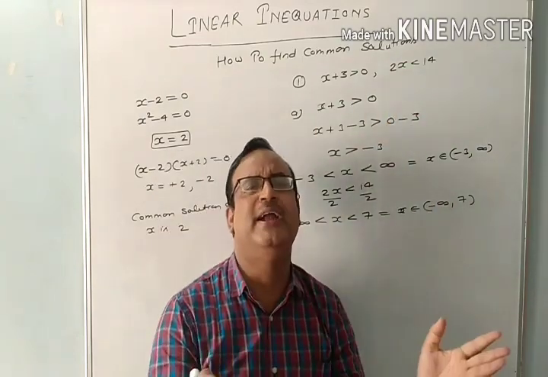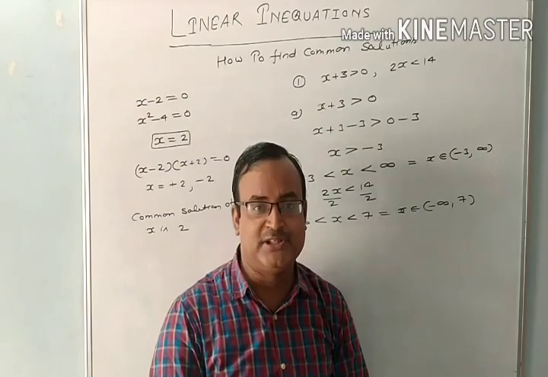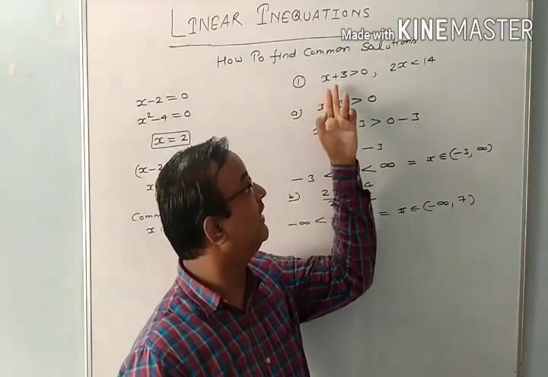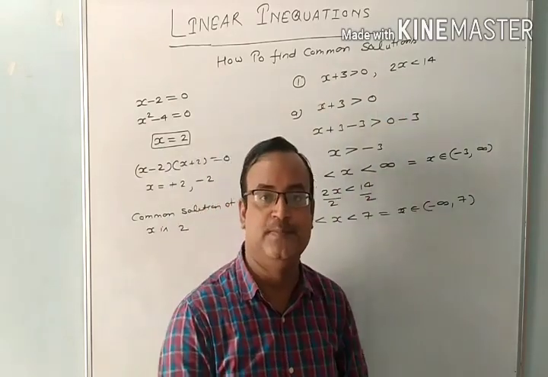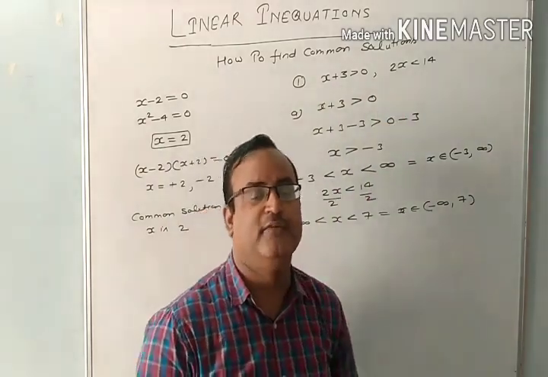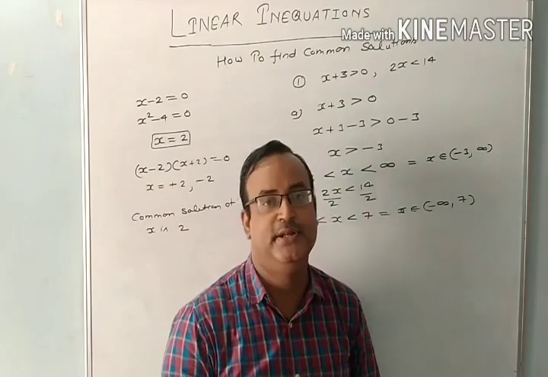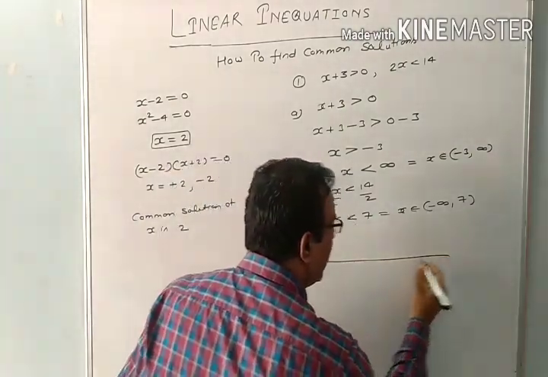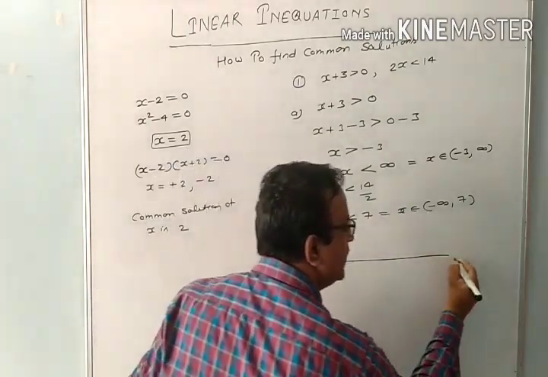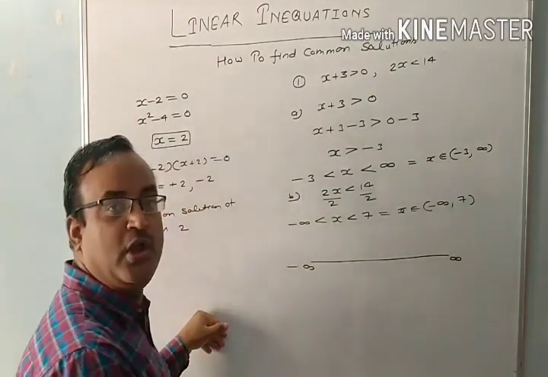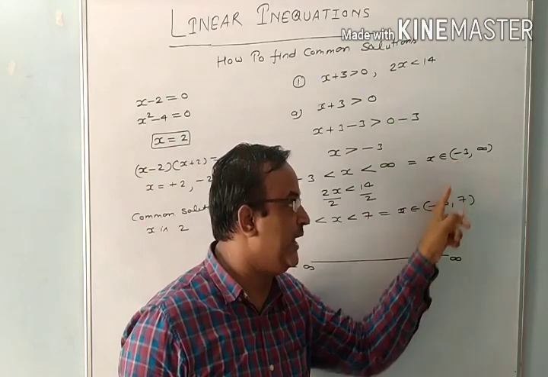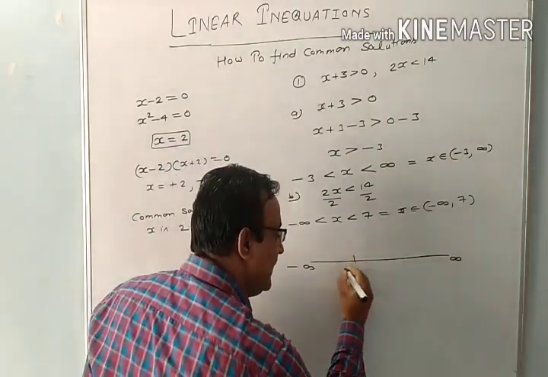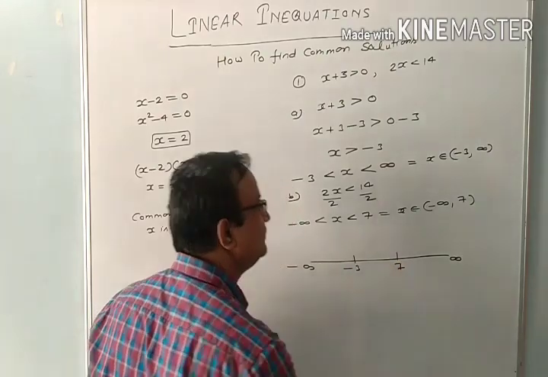Now it's time to find a common solution. That means now we are going to find those values of x which satisfy the given linear equations. So how can we solve it? We have to use a different method. We have to use a number line. So first of all, we draw a number line from minus infinity to plus infinity. Now we have to locate these 2 points, minus 3 and 7. So here minus 3 and 7.